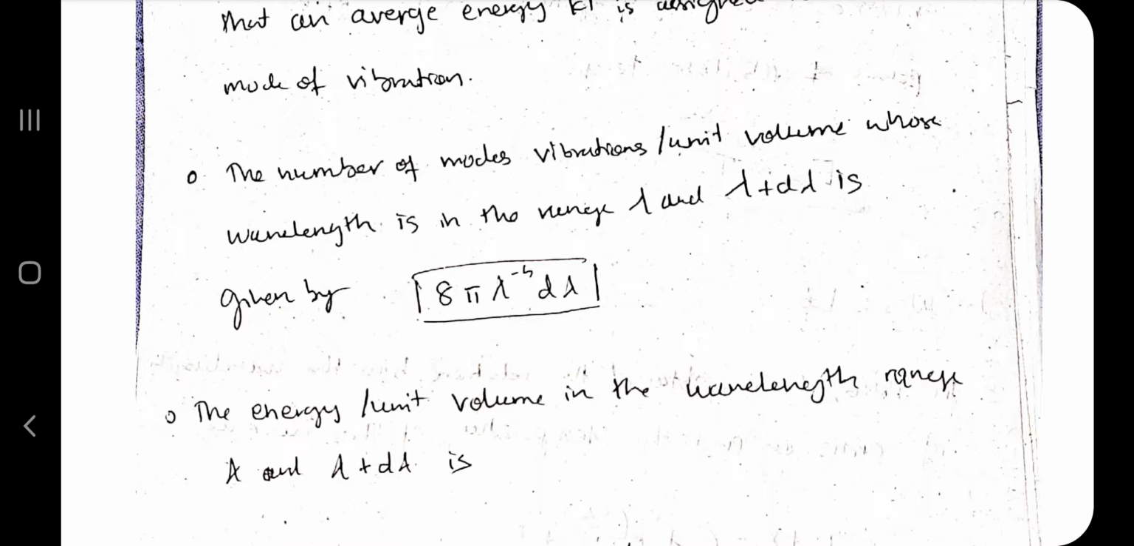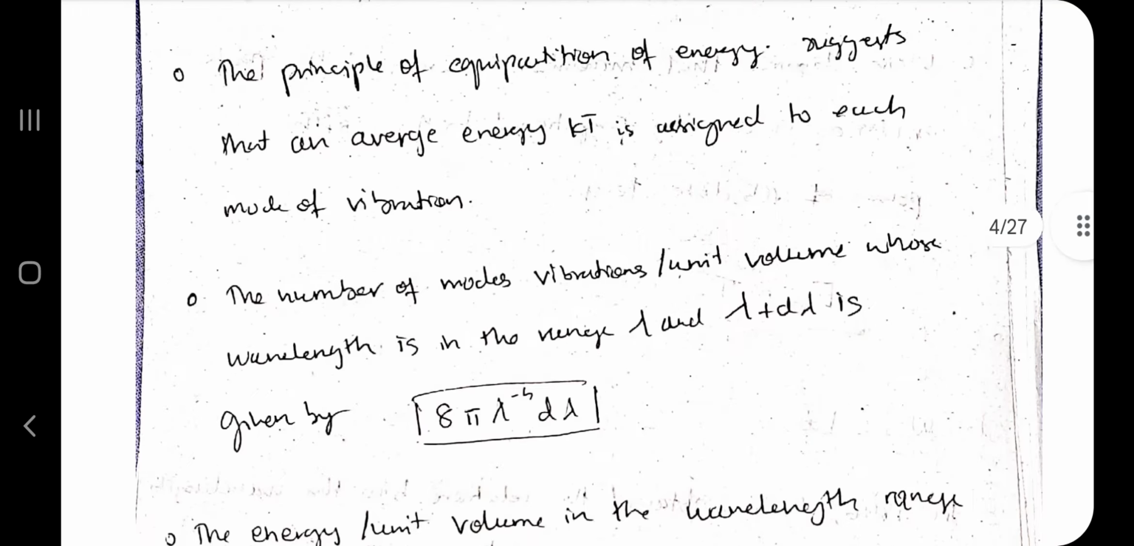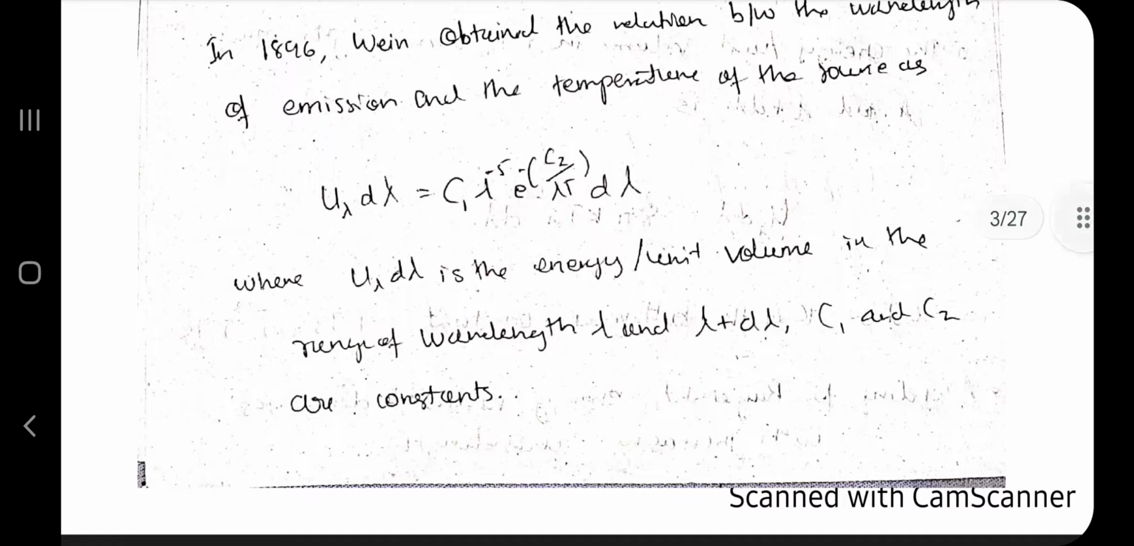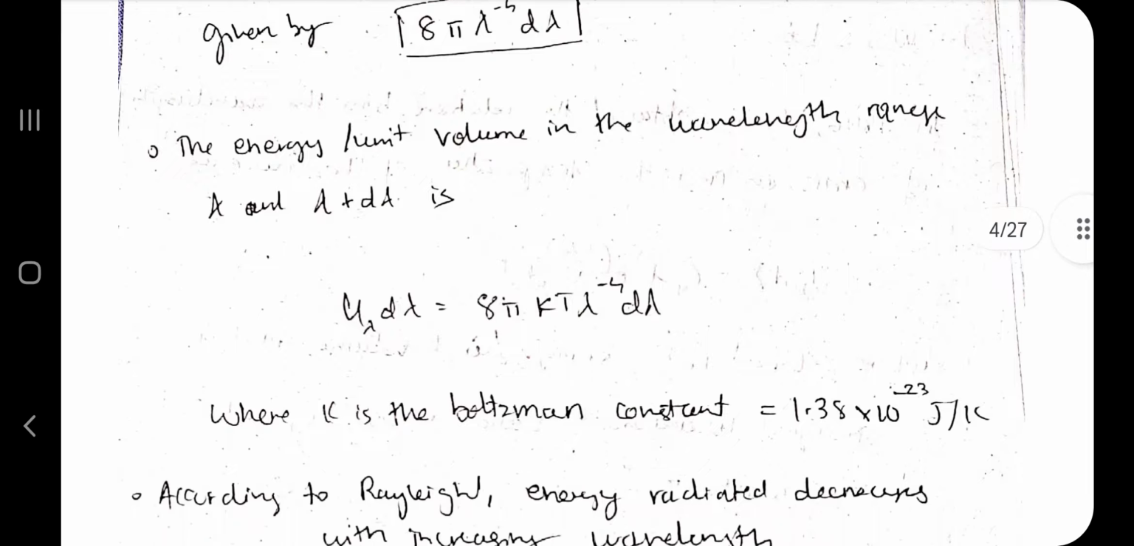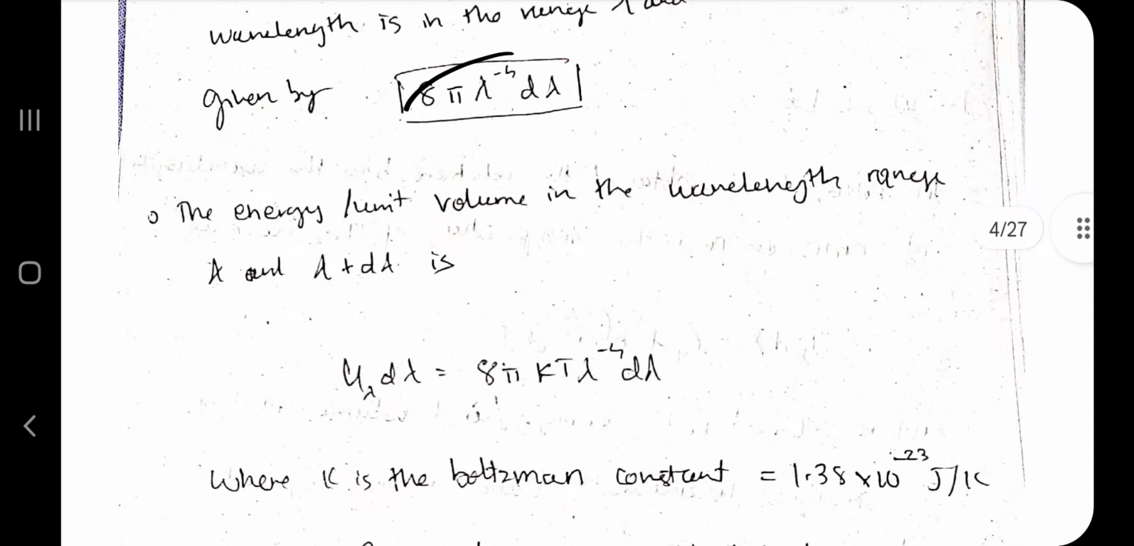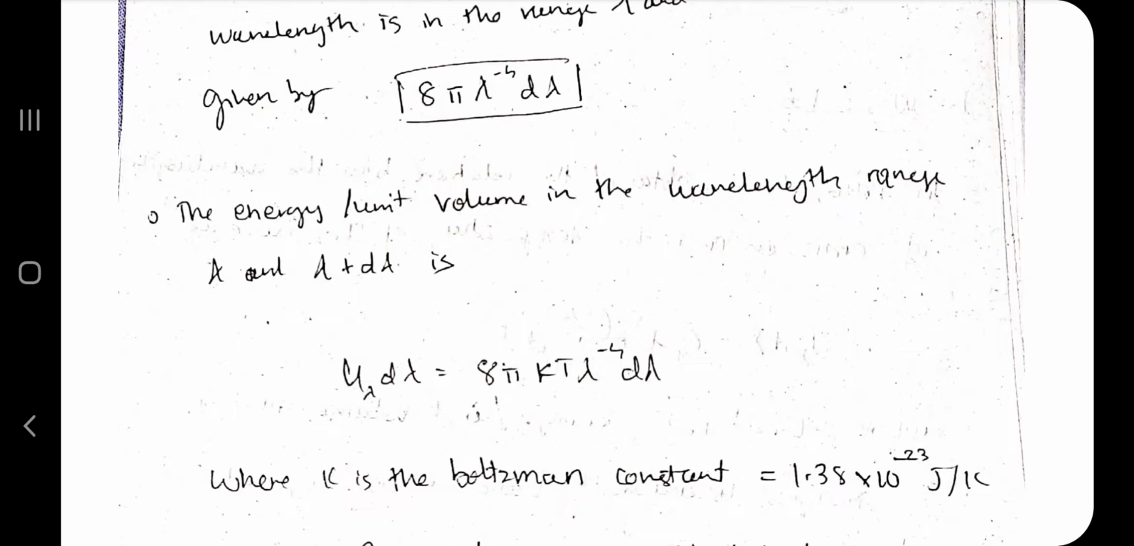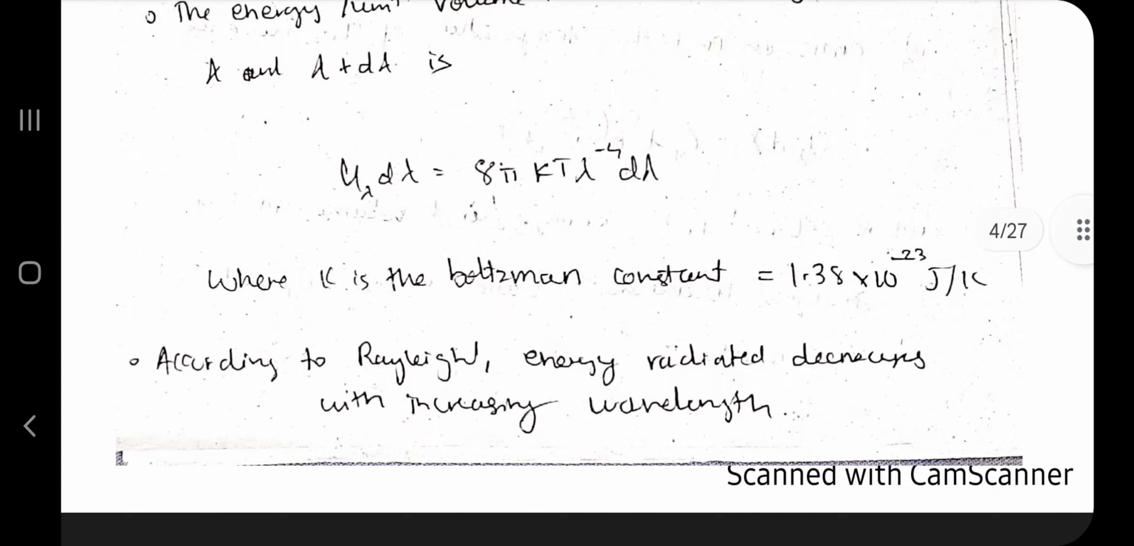The equation is as follows. We will be modifying the previous equation here. Instead of this one, what we will write is this one: 8 pi kT lambda to the power minus 4 d lambda. This is the energy per unit volume in this wavelength range according to Rayleigh, where k is the Boltzmann constant, which is given as this constant value. According to Rayleigh, the energy radiated decreases with increasing wavelength.